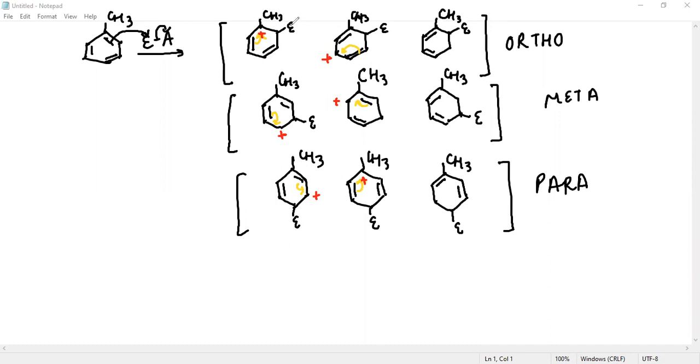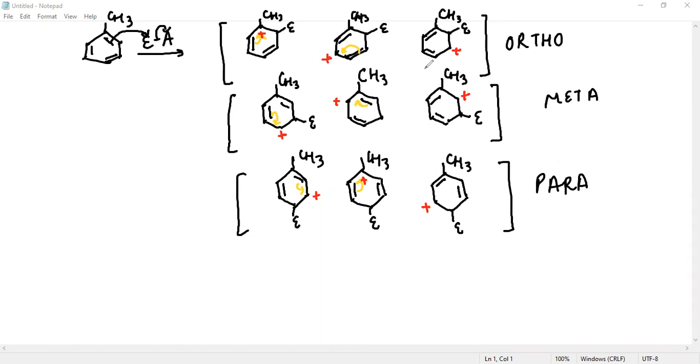If we have the substitution on the ortho position, which is just one carbon over, then what will happen here is that we are getting the carbocation directly under the electron donating group. So these are the intermediates during the electrophilic aromatic substitution.